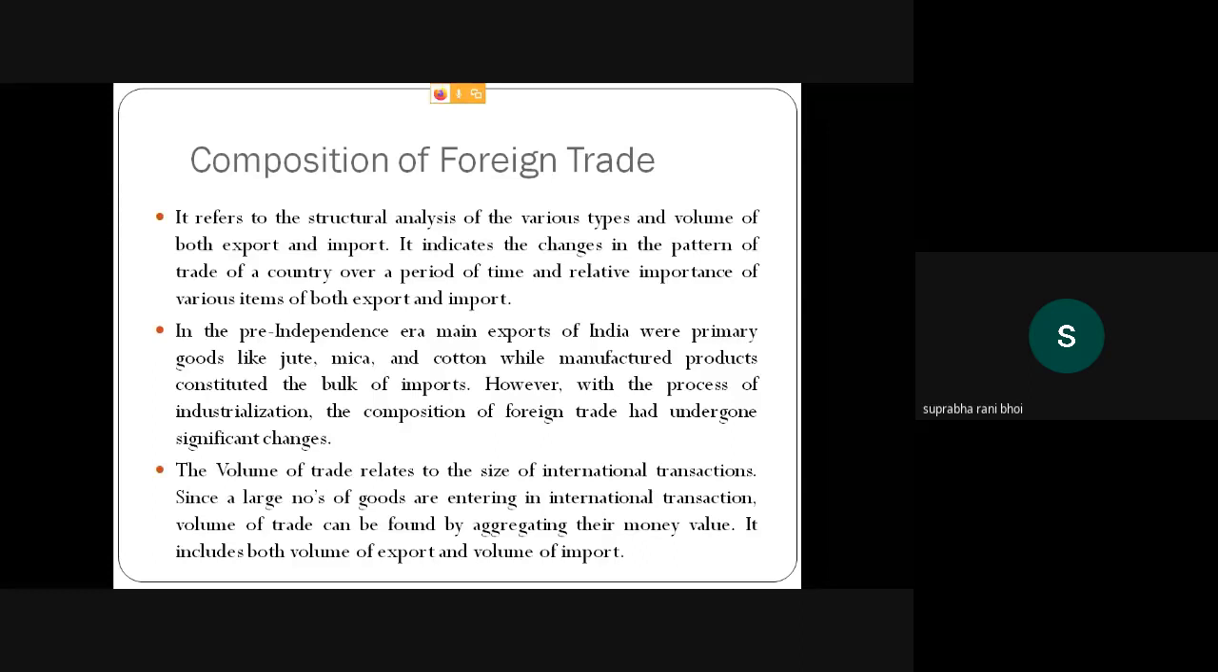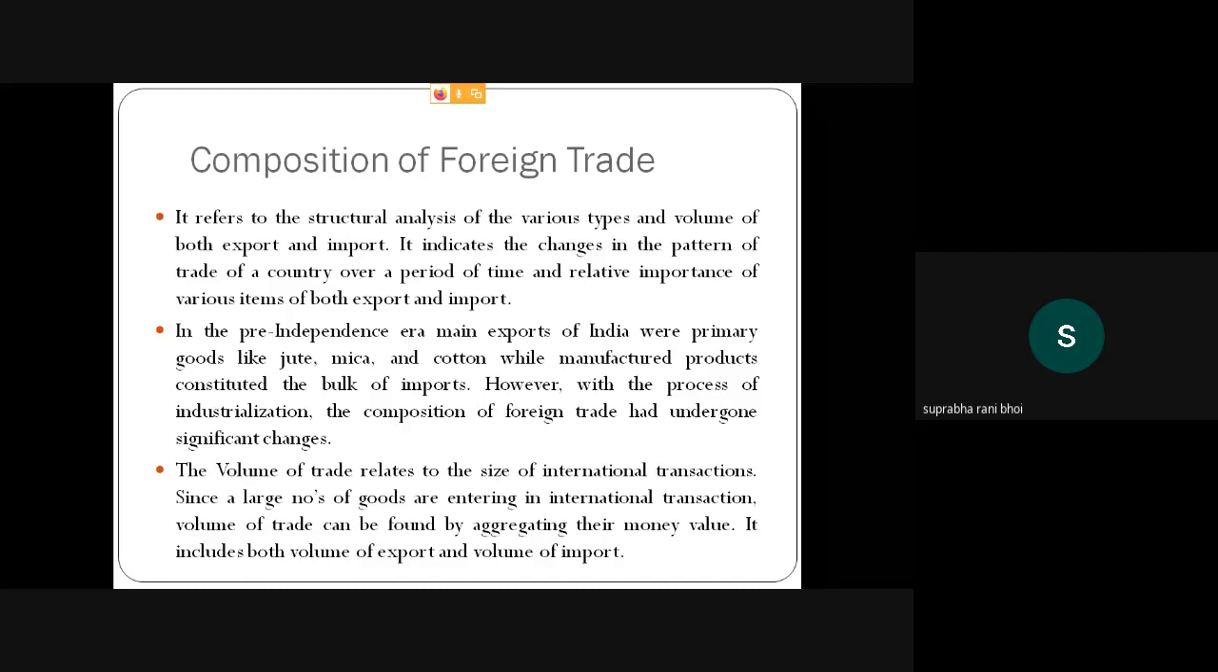Next, what is our import basket? Our import basket consists mainly of manufactured products. Manufactured products are the bulk of imports. But with the process of industrialization, the composition of our foreign trade has gone through significant changes. The volume, I must mention one thing. What do you mean by volume of trade? Volume of trade means the size of international transactions.